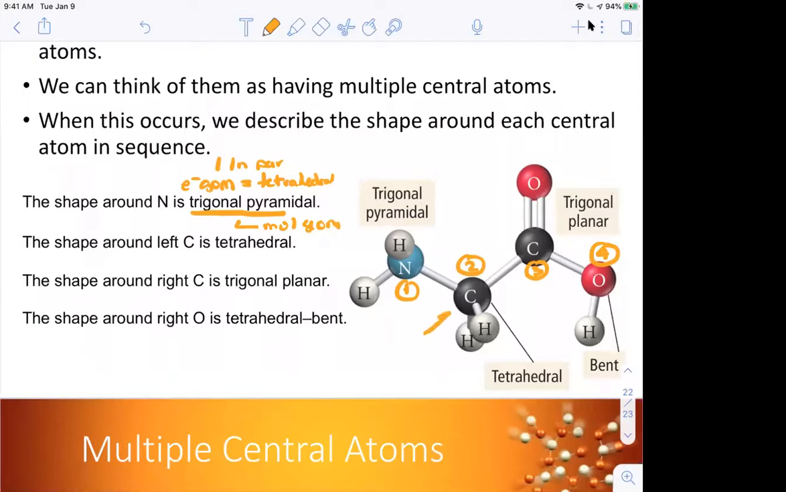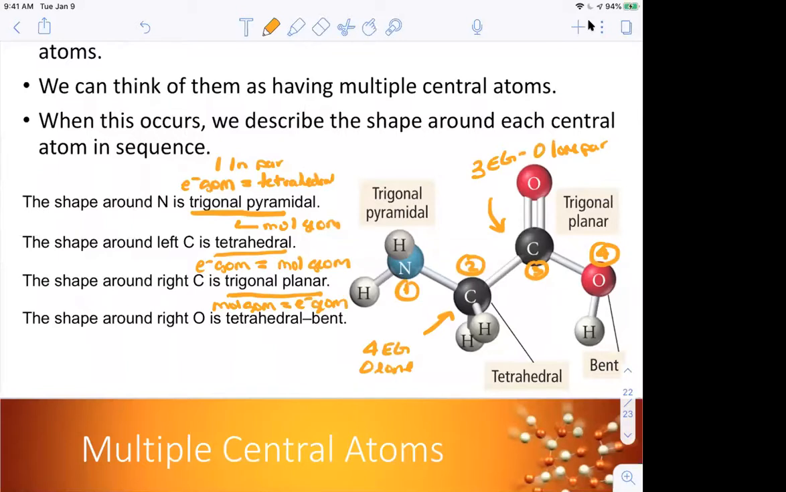This leftmost carbon, I have 4 electron groups and 0 lone pairs. So my tetrahedral is going to be my electron geometry and my molecular geometry because I have 0 lone pairs. This carbon here, I have 3 electron groups, 0 lone pairs. So trigonal planar is going to be my molecular geometry as well as my electron geometry.